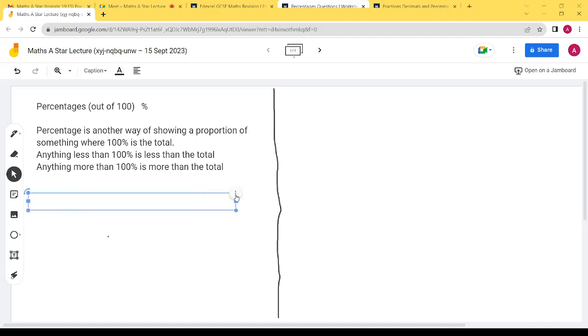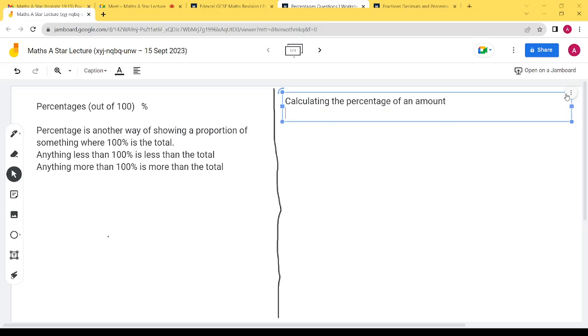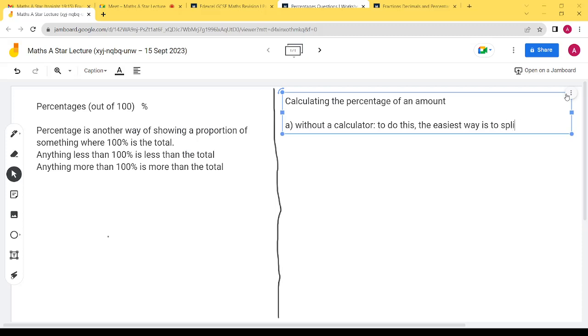But to start with today, we're going to look at percentage of an amount. In fact, I'll do it up here on the right. So calculating the percentage of an amount. A, we're going to look at the more fiddly of the two, which is without a calculator. To do this, the easiest way is to split the percentage into parts and add them together.